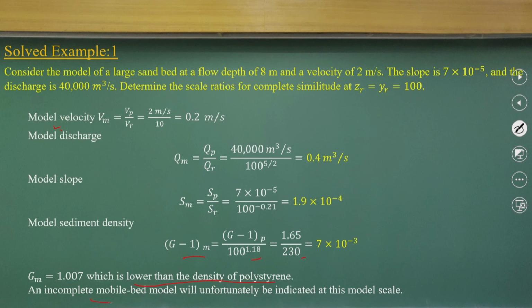So, an incomplete model will unfortunately be indicated by these model scales. If you look at that, when you get this model sediment density, it is clearly saying to us that we cannot use these present bed materials, alternative bed materials. To do it, we have to go for incomplete mobile bed models.